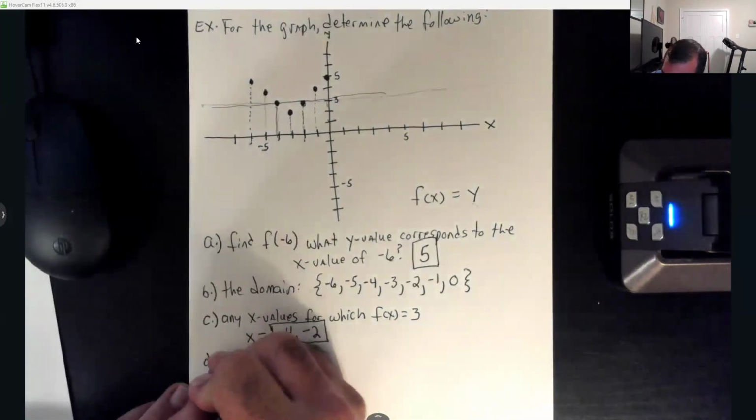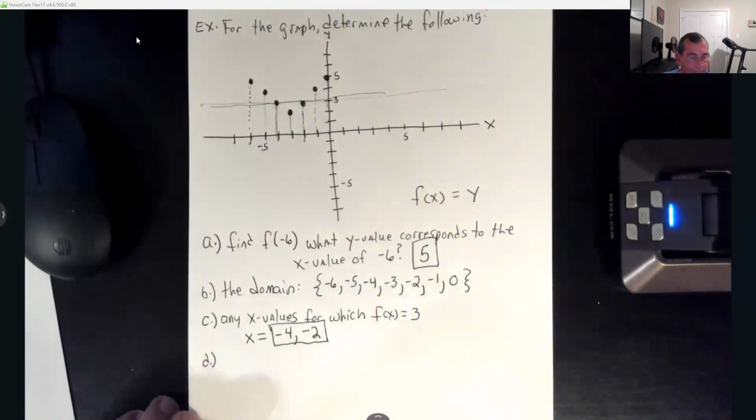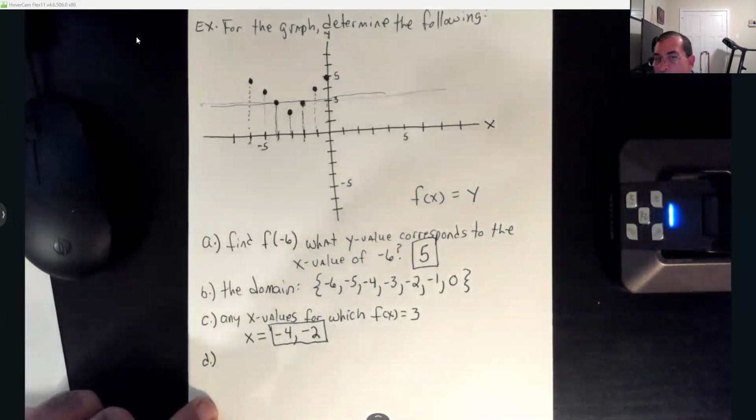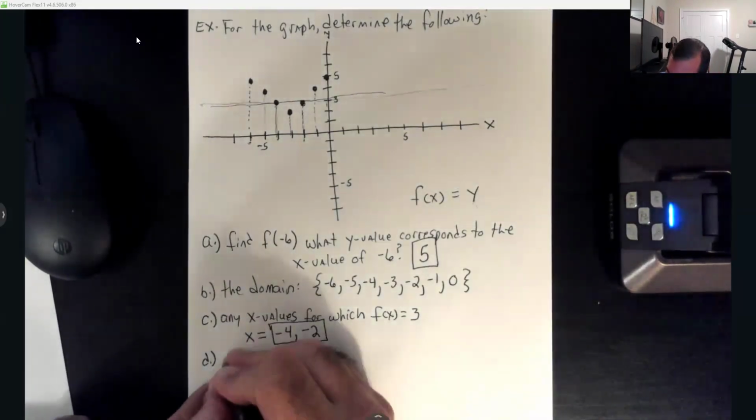Part D here. For D, they want the range.